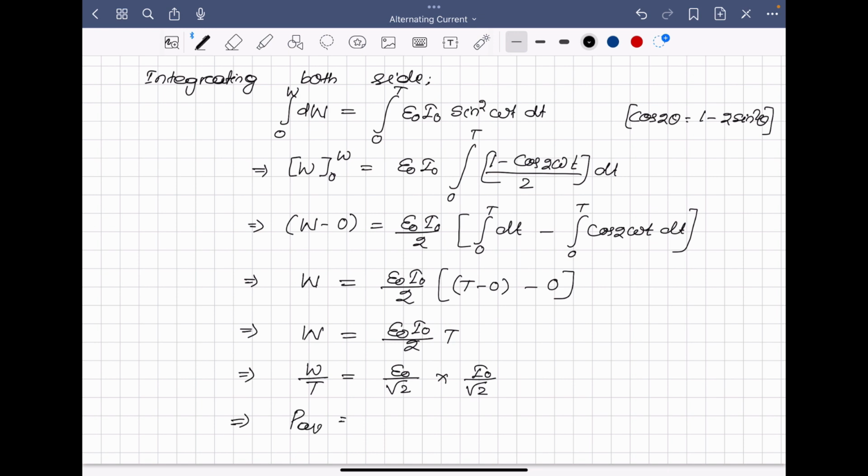In place of E naught by root 2 we can write E RMS, and in place of I naught upon root 2 we can write I RMS. Then for an AC circuit containing a pure resistor, our average power becomes E RMS into I RMS. This is our required formula.